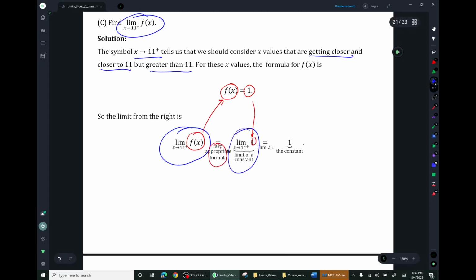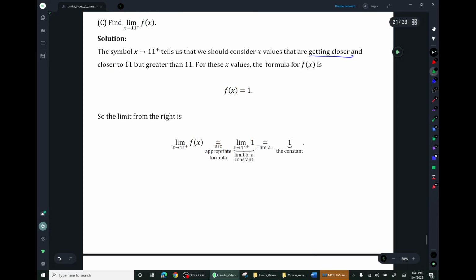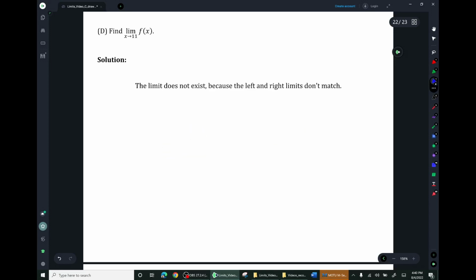So we still have that limit expression, we just replace the f of x inside of it with just the number 1. Now we zoom out, we have the limit of a constant. Well, Theorem 2.1 tells us that we can replace that limit with just the constant. So the result is this limit is the number 1.